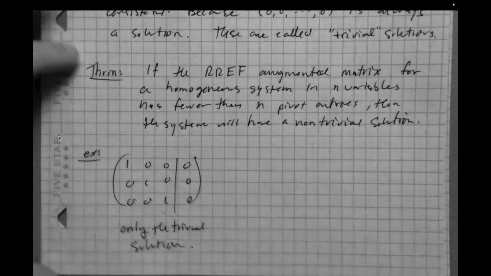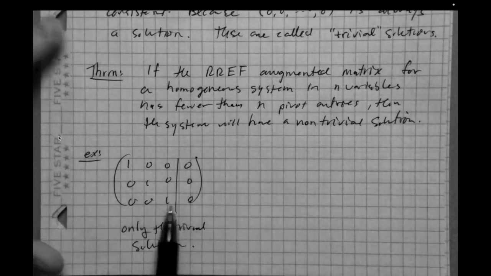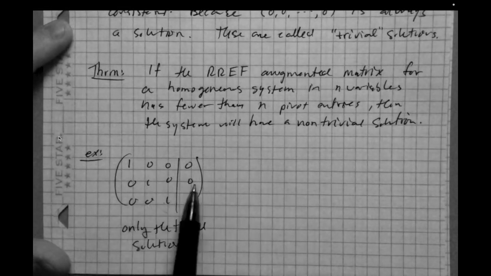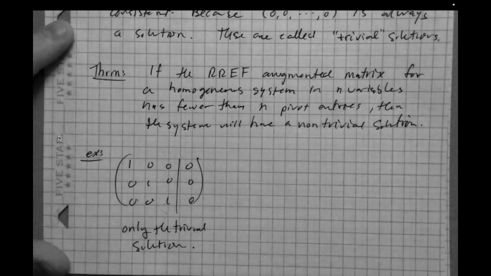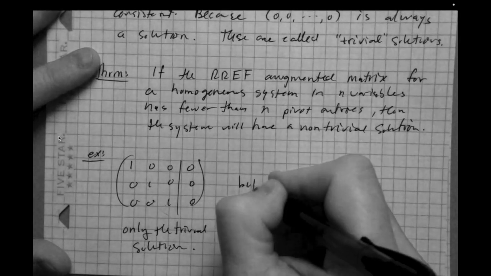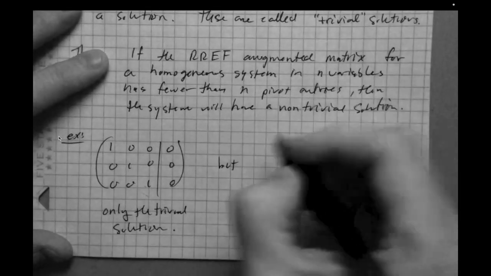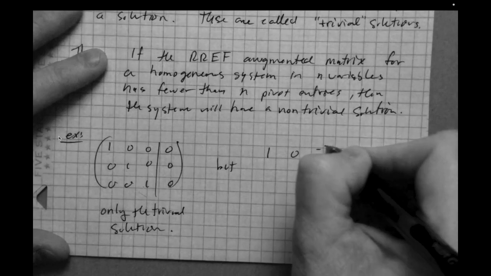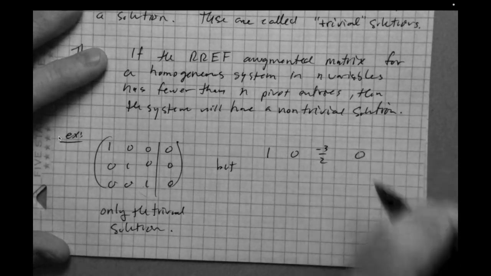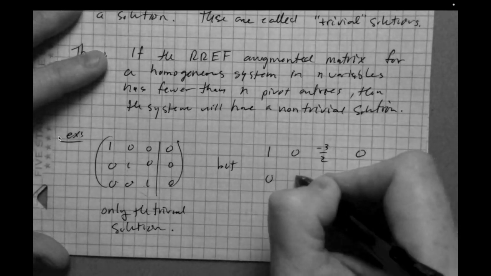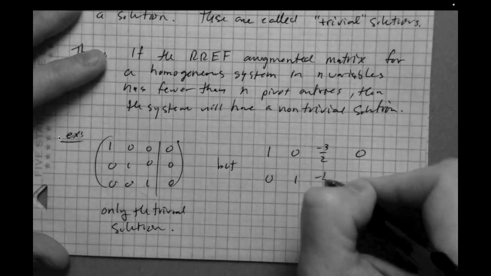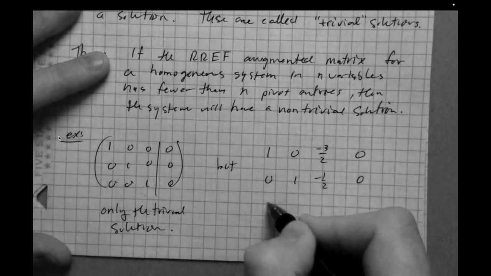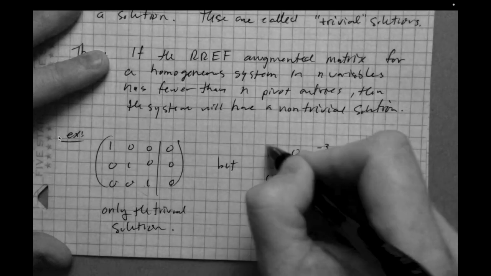In fact, you can just read it off. You can see that that's obvious: x3 has to equal 0, x2 has to equal 0, x1 has to equal 0. Here's another example. What about this? 1, 0, negative 3 halves, 0, and 0, 1, negative 1 half, 0, and then 0, 0, 0, 0.